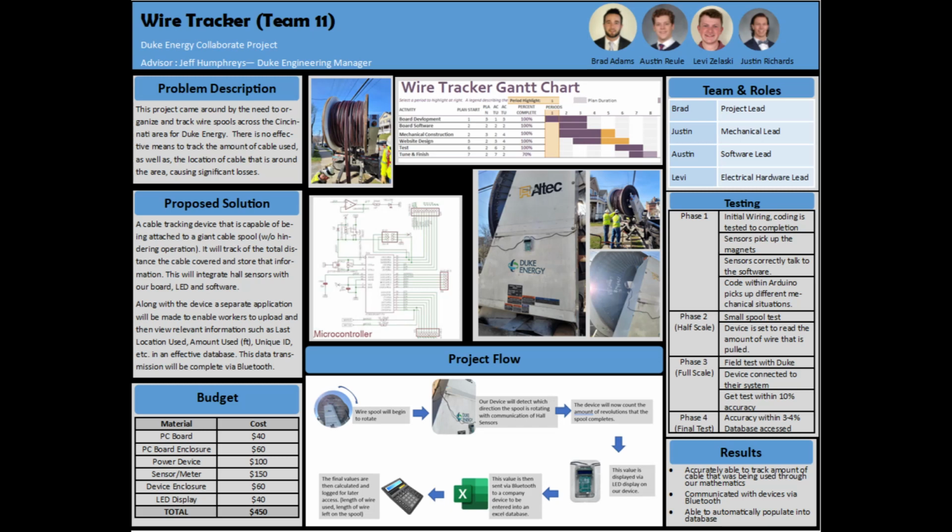Our testing of the device was broken up into 4 key phases. Phase 1 consisted of our basic testing needs, ensuring all our wiring, code, and mechanical devices were working as they should. Phase 2 was a small scale test in which we tested our device on a small residential size spool of wire to prove our concept. Phase 3 was full scale with Duke Energy in the field. This is shown in the pictures in the middle of the poster. Phase 4, the final phase, was used to fine-tune our device for the needs of Duke Energy.